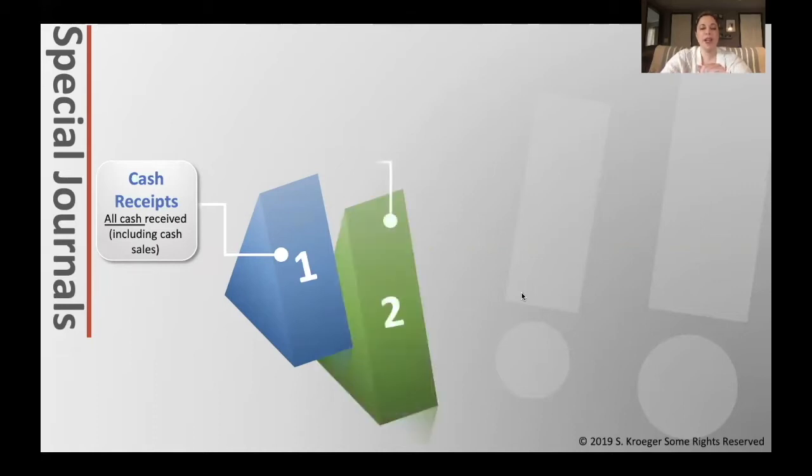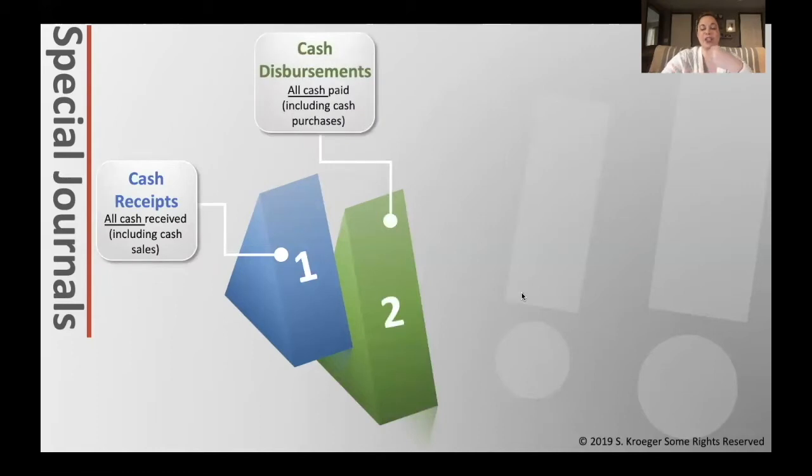On the other hand, the second special journal would be the cash disbursements. These are the cash payments. So sometimes it's also called the cash payments journal. All cash paid regardless of the reason, whether we're purchasing supplies, whether we're paying off debt, paying for an expense, buying a car, it doesn't matter. If we're paying cash, it's going to go into the cash disbursements journal.